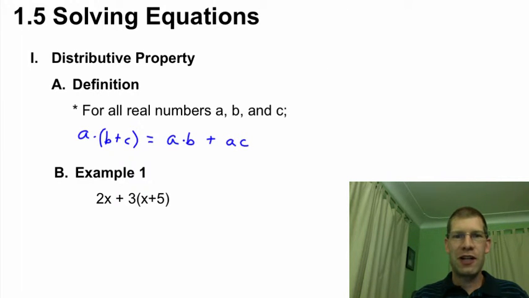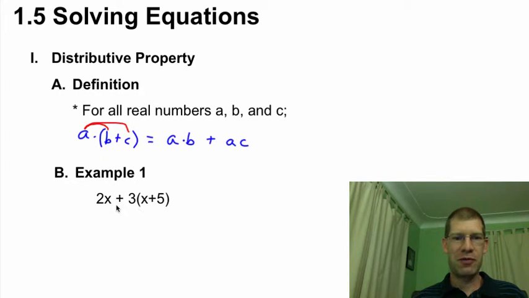And really what it's looking at is that when you have something like a times something in parentheses with an addition sign or subtraction sign, that really a needs to be multiplied times the first thing in parentheses and a needs to be multiplied by the second thing in parentheses. So ab plus ac. And I'm going to do a couple examples.